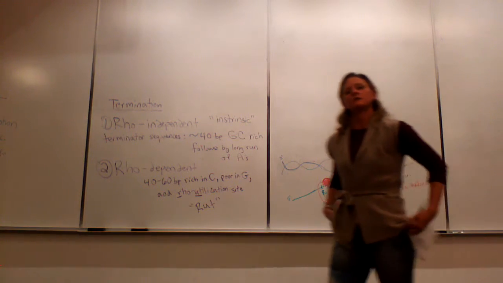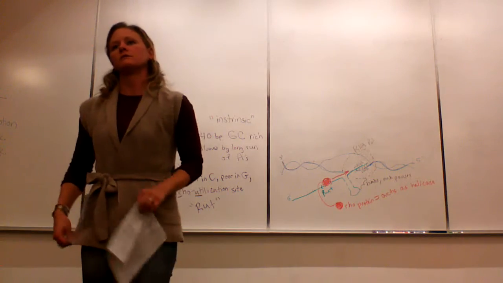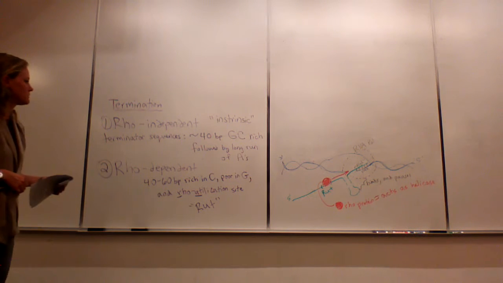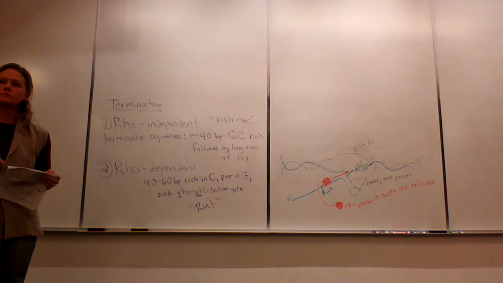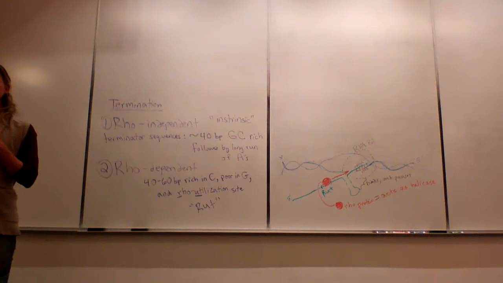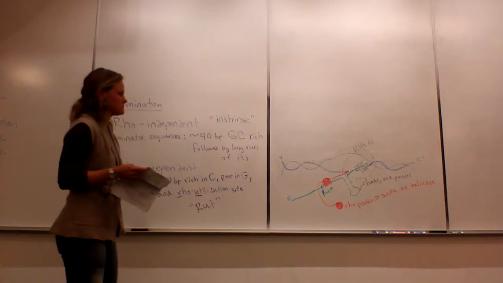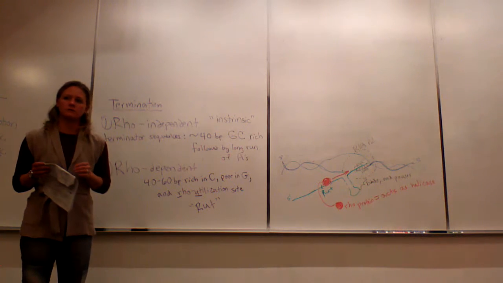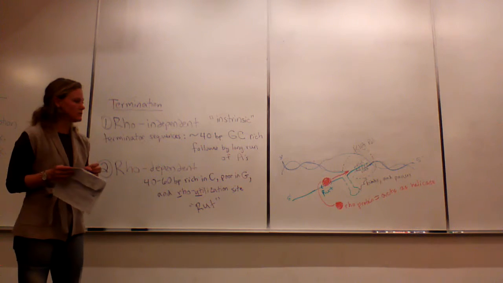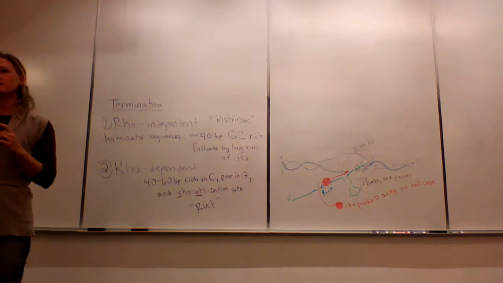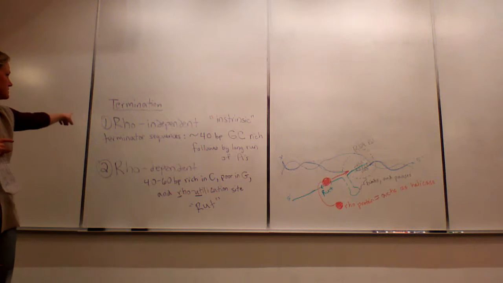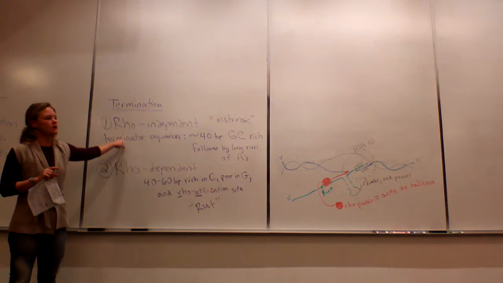So is it that the Rho dependent has a GC heavy region at the end of the mRNA transcript compared to the Rho independent? Rho independent has a GC rich region. Rho dependent has a C rich region. No, more towards the end of the mRNA transcript, with the stem loop, where it has a uracil rich region, which it doesn't. That's the Rho independent, yeah, it has the uracil rich.